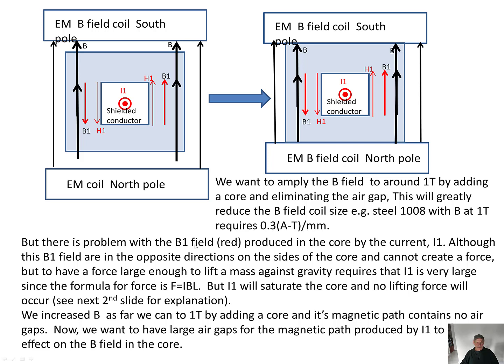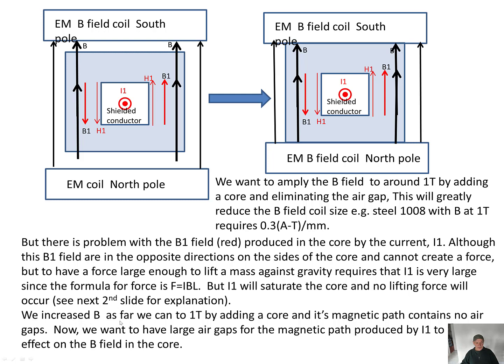But there is a problem with the B1 field, the red, produced in the core by the current, I1. Although this B field are in opposite direction on the sides of the core and cannot create a force, to have a force large enough to lift a mass against gravity, it requires that I1 is very large, since the formula for force is F equals IBL. But I1 will saturate the core and no lifting force will occur. This will be explained in the next two slides for explanation.